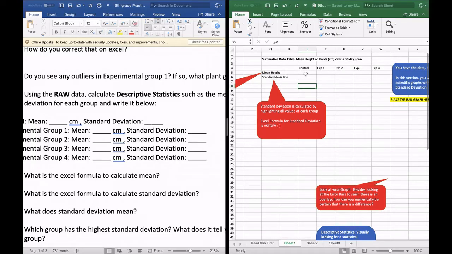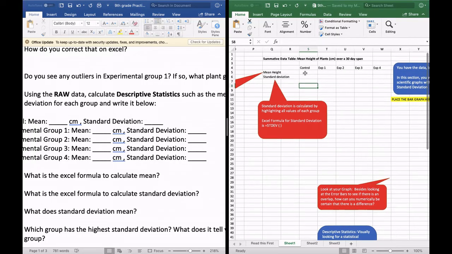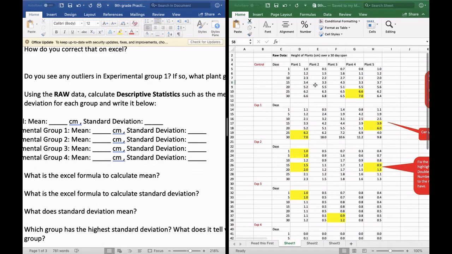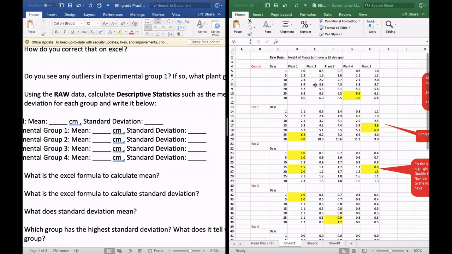So let's look at your mean height. What would be the mean height of your control? Your control is this group right here. To calculate the mean height of the control, you have two options. You can do the mean height of all your measurements taken for all 30 days of all 5 plants, and you can take the average of everything. Or depending on what you're trying to investigate and what your hypothesis tells you, you can just find out what the mean of each plant was after a 30-day growth. But for the purposes of this tutorial, I'm just going to show you how to calculate the mean of everything for the control group.